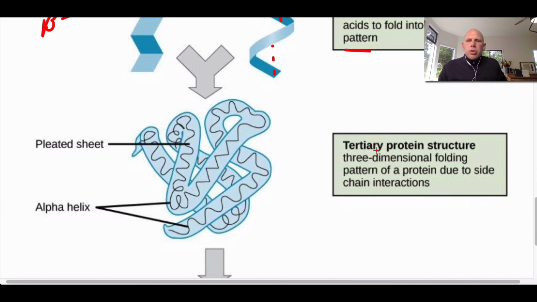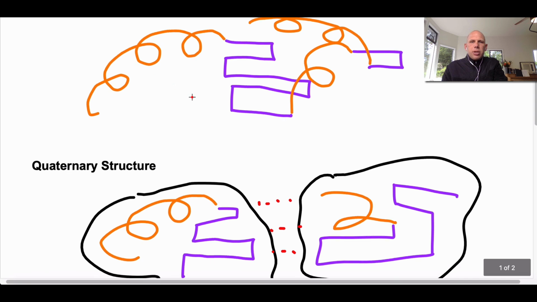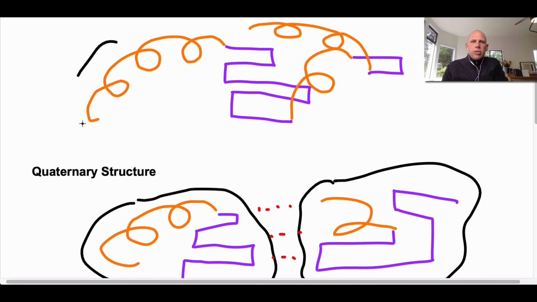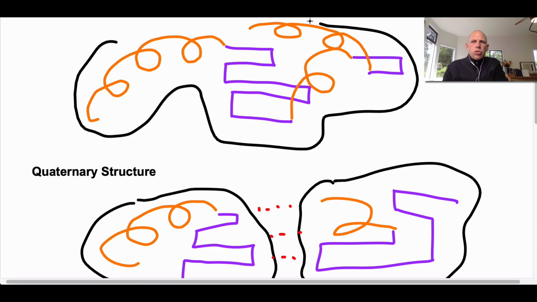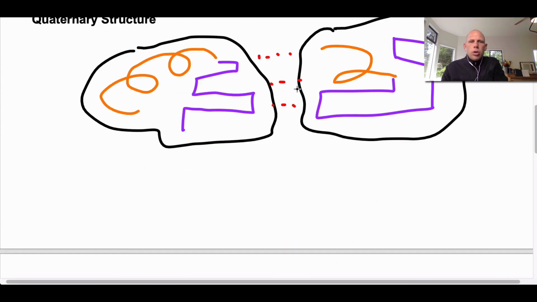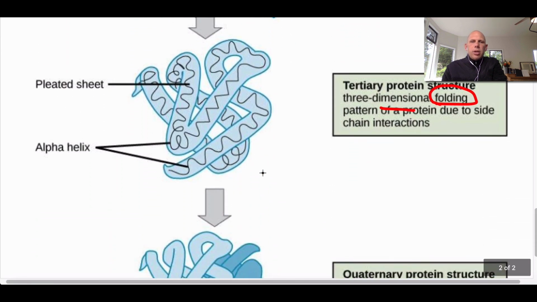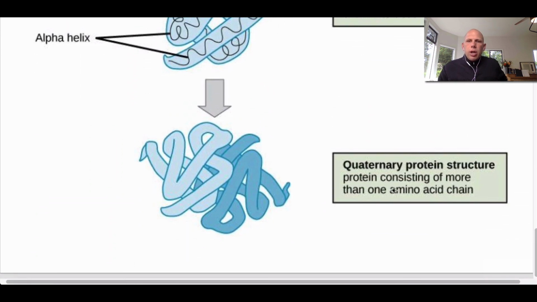The tertiary structure, they're showing how there's that three-dimensional folding due to the interactions of these side chains. So it's showing in here regions of alpha helix and then regions of beta pleated sheet. I like my drawing a little bit better actually there. And I could do this here to help you. Okay. And then the quaternary structure is showing how proteins consisting of more than one amino acid chain come together. So what we have here is one tertiary structure right here and the other tertiary structure right here.